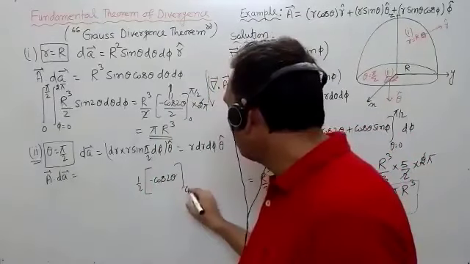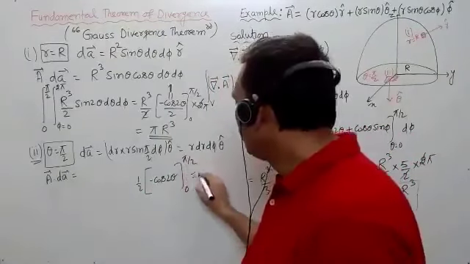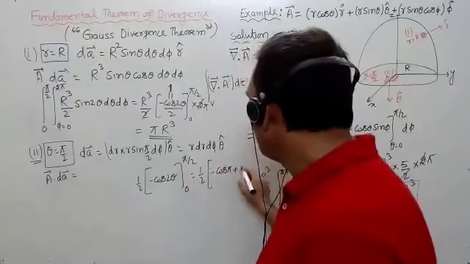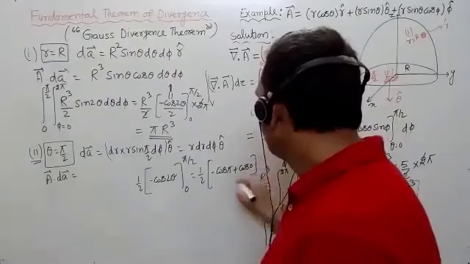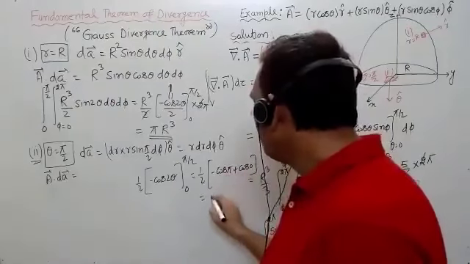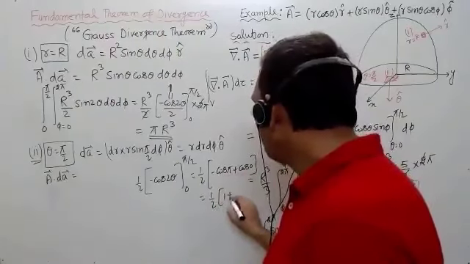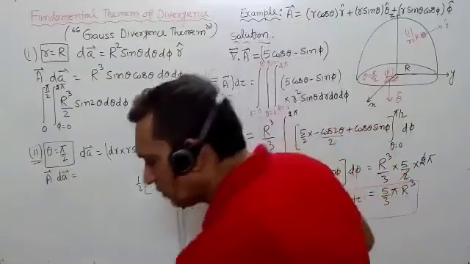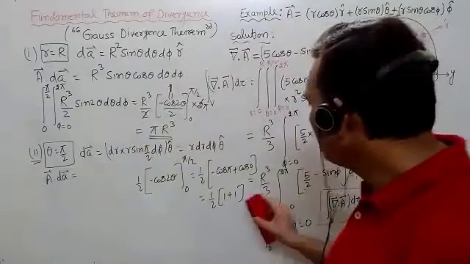I think you should revise these things. So 1 by 2, this is minus cos pi plus cos 0. Cos pi is minus 1. So 1 plus 1, this will cancel out, so you will get 1. Okay. Please revise your basics.